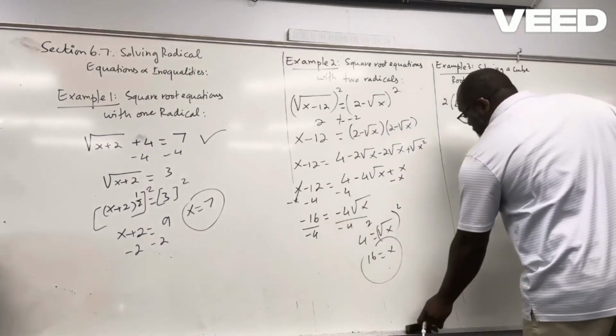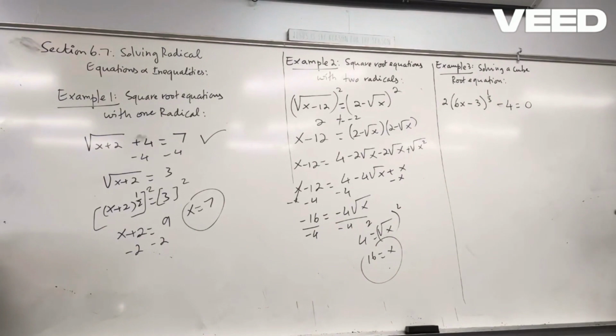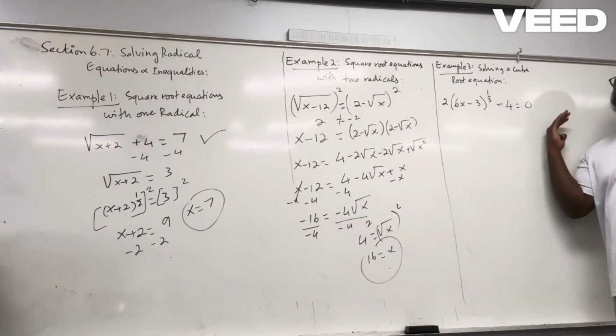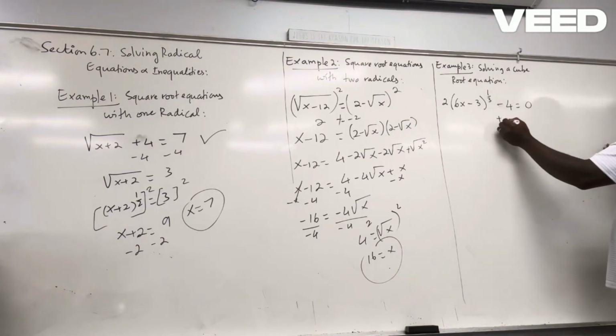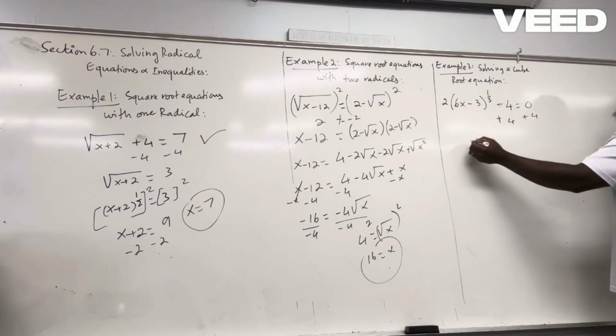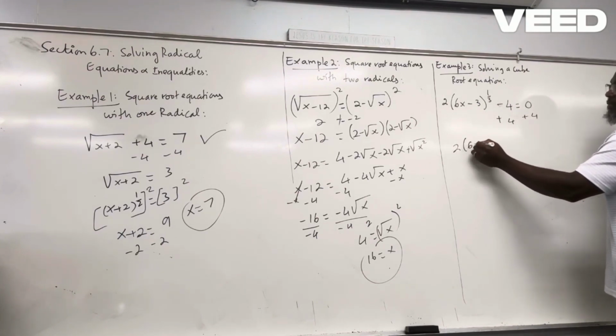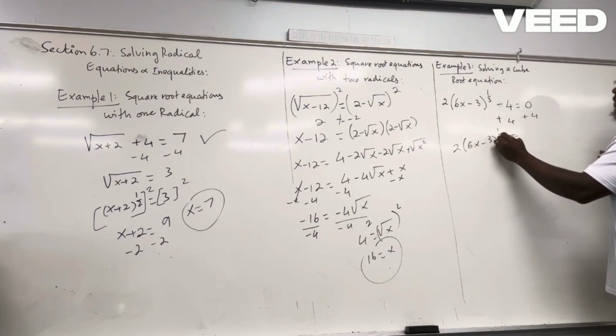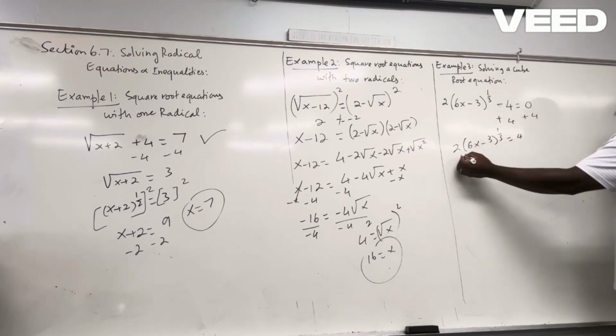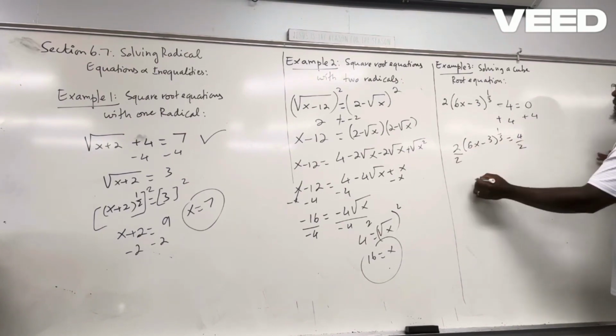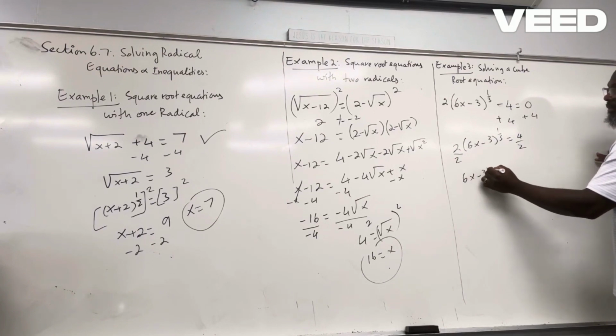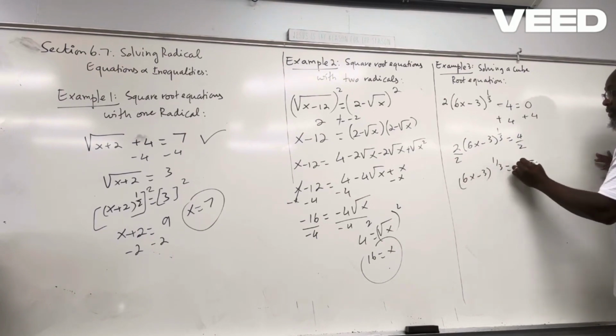Now the last one is the cubic function. Again, it's the same process. We're going to isolate the numbers, okay? So I'm going to add a 4 here. So I get 2 times (6x minus 3) to the 1/3 equals 4, divided by 2. We get (6x minus 3) to the 1/3 equals 2.